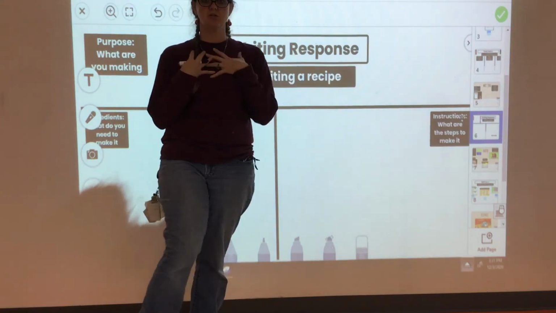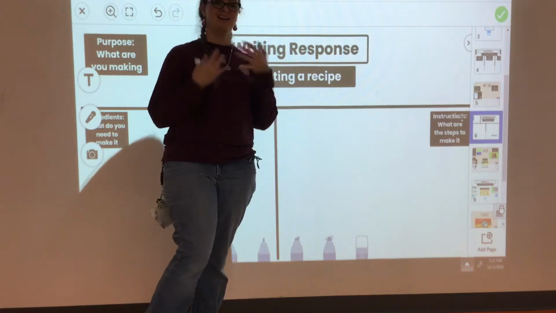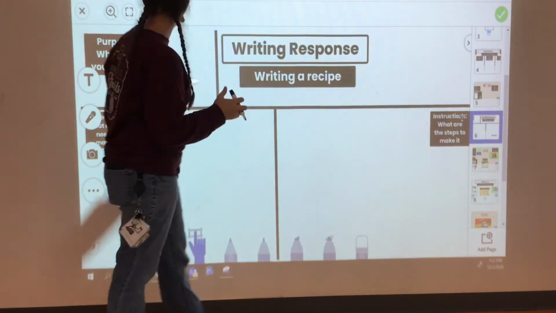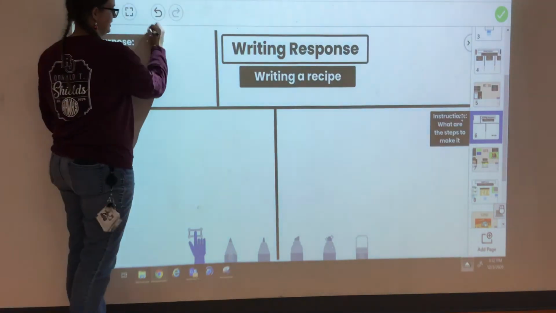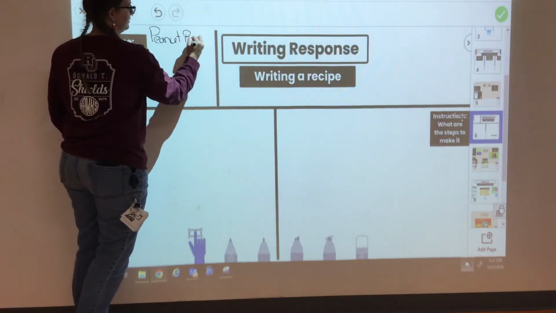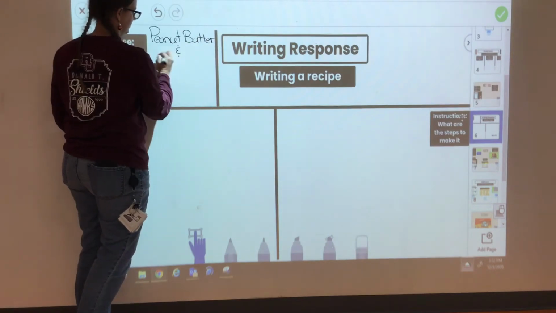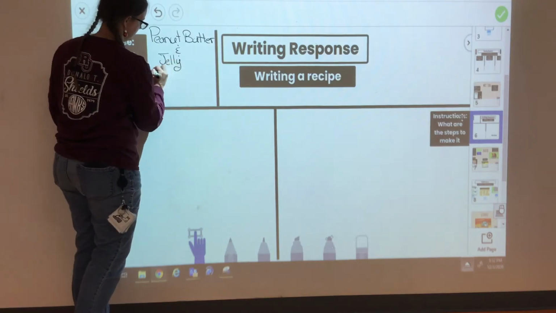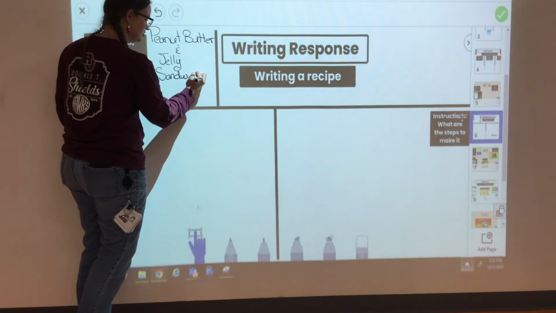So I'm going to show you an example, and then I want you to do something. I'm thinking a sandwich is pretty easy, and I'm going to go with one of my favorite sandwiches. It's just a peanut butter and jelly sandwich. So right here where it says purpose, what are you making? Well, I'm going to make a peanut butter and jelly sandwich, okay?